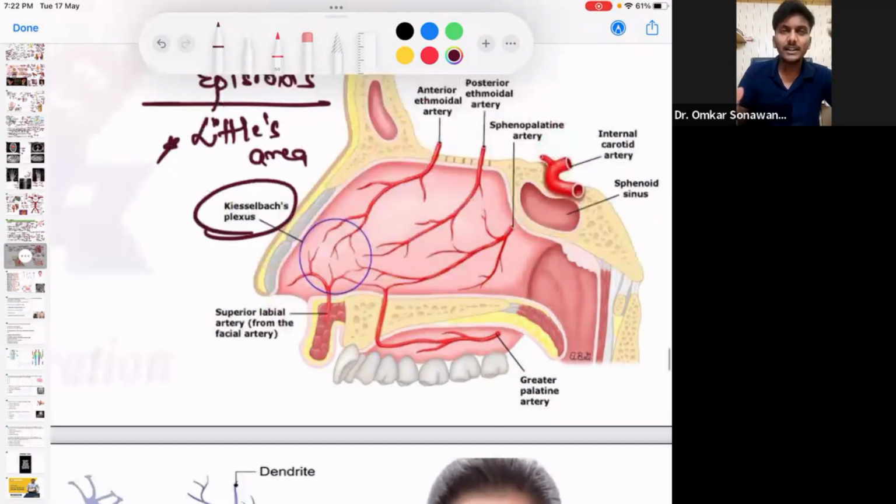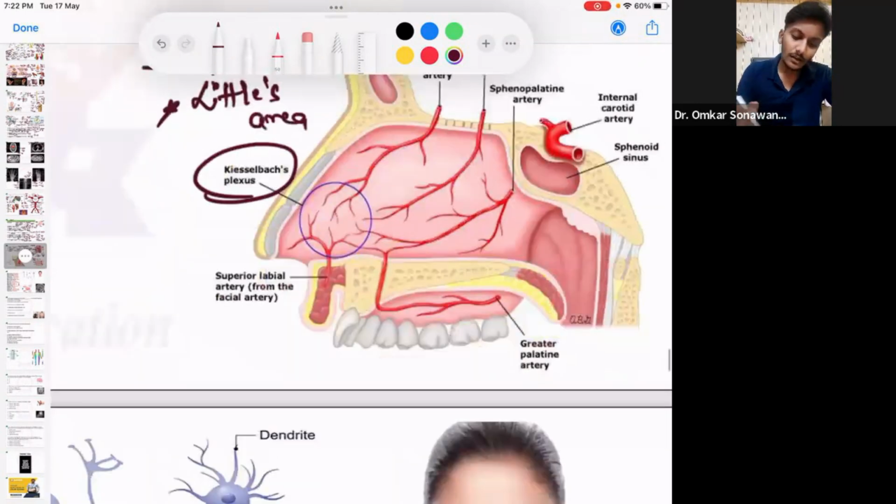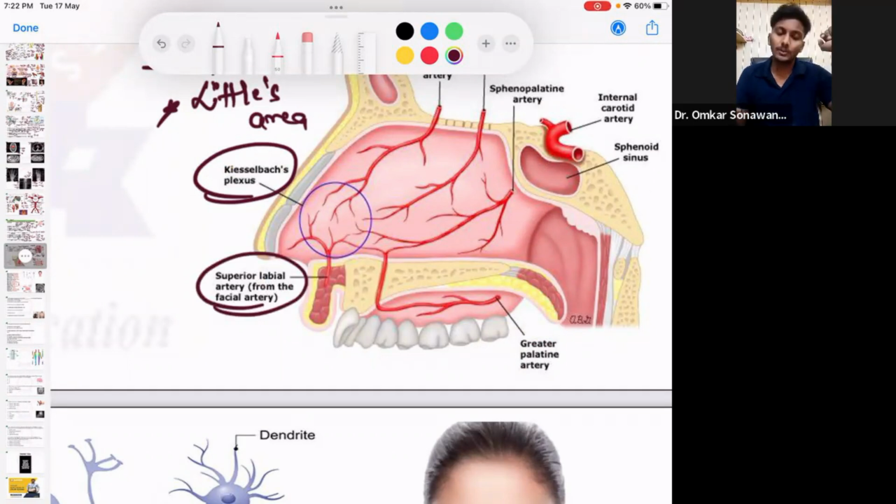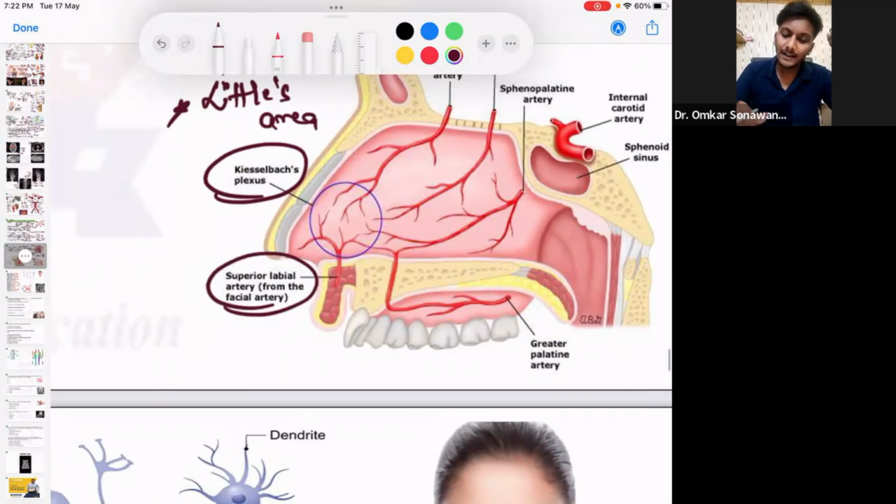Which four arteries form Kiesselbach's plexus? Quickly. So first is the superior labial artery, and the superior labial is a branch of the facial artery. Second is the greater palatine artery.